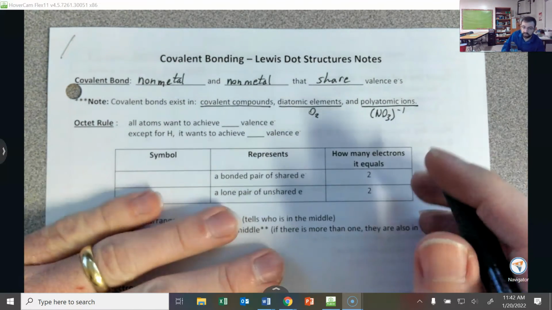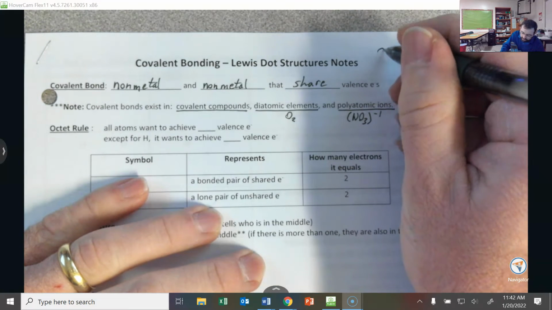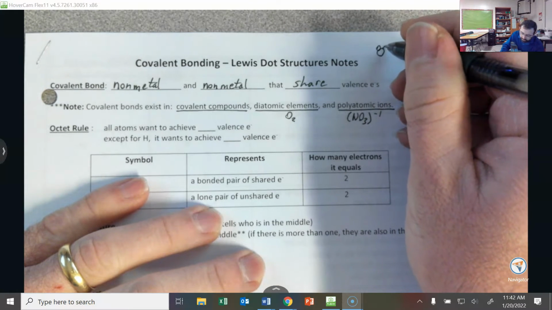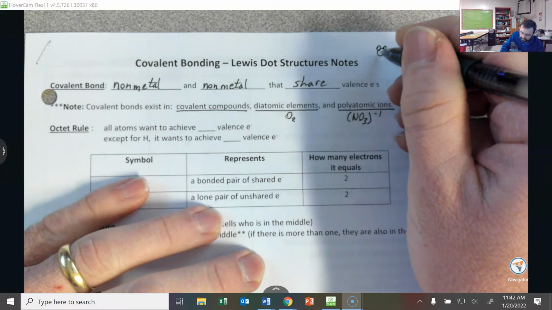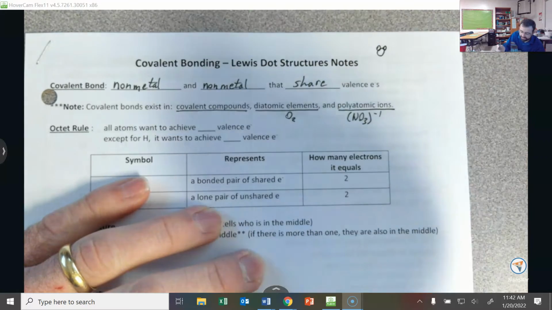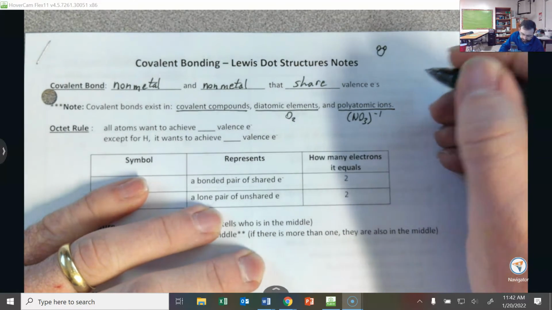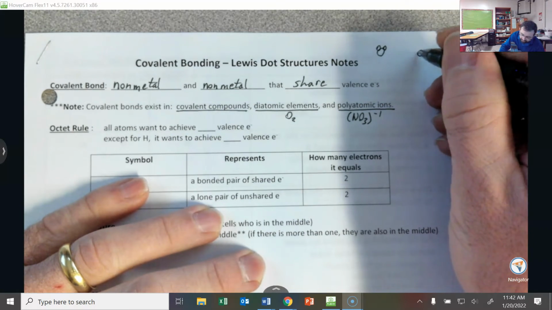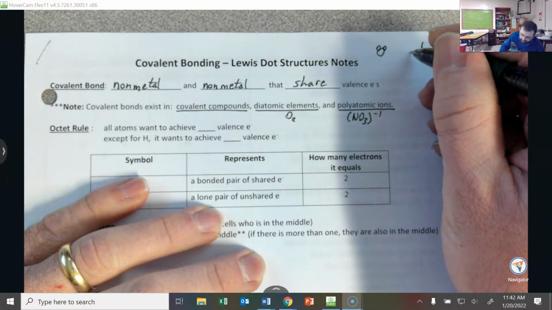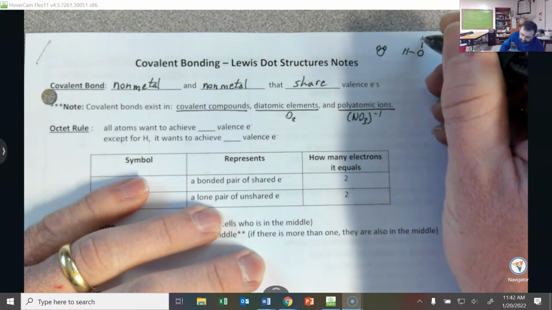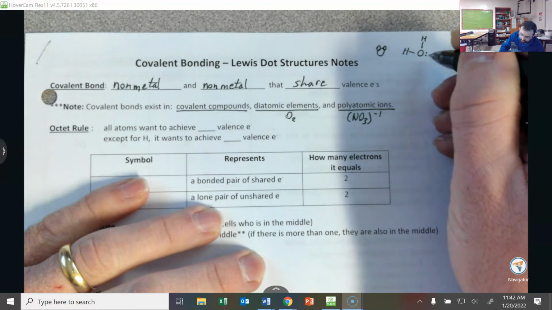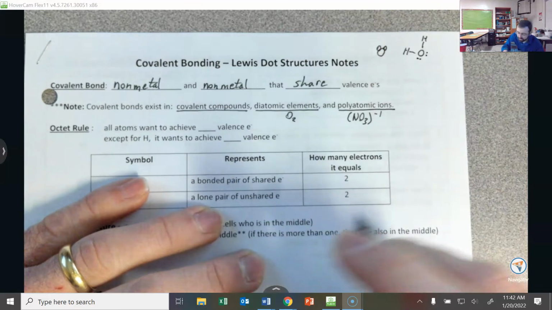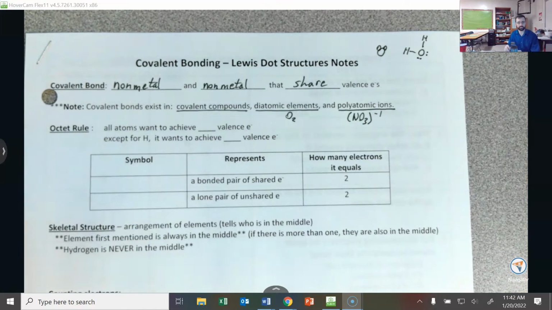You've probably seen water drawn something like this before, where you'd have a red oxygen atom and two white hydrogen atoms. You may have seen it drawn in the stick form like this. Well, we're going to learn how to do those today. Okay, how to draw Lewis structures.